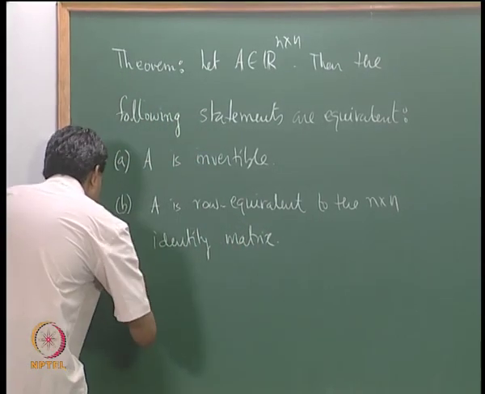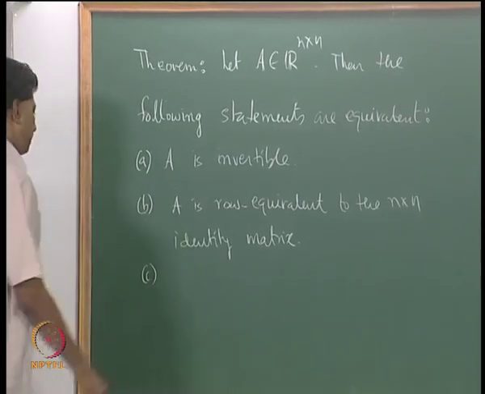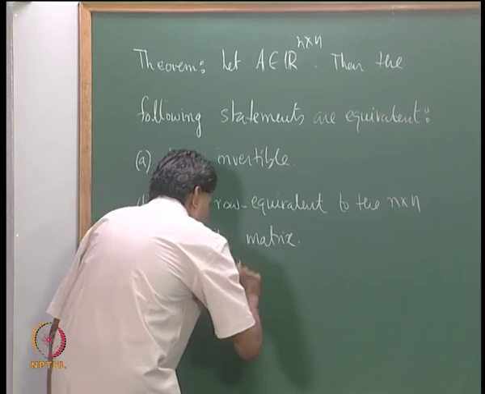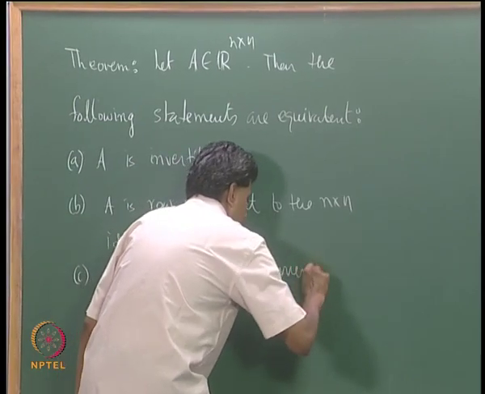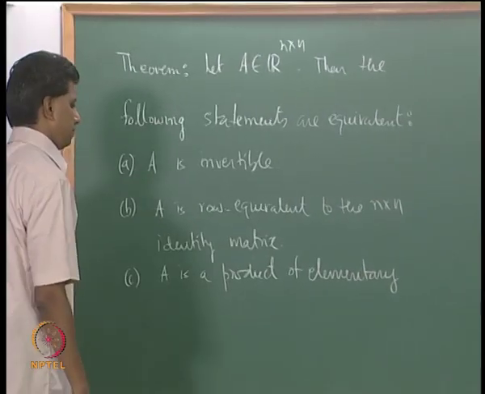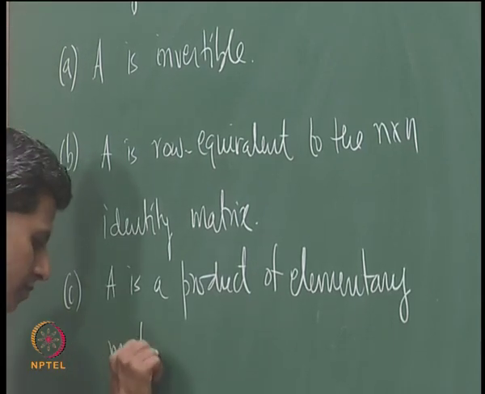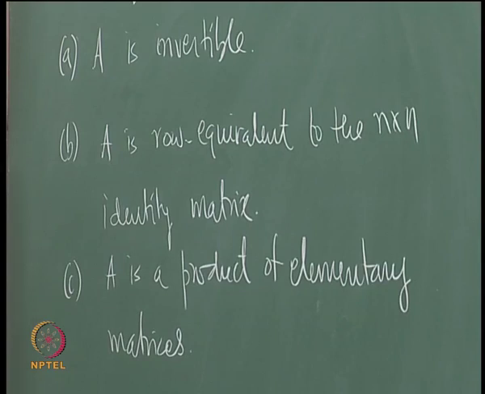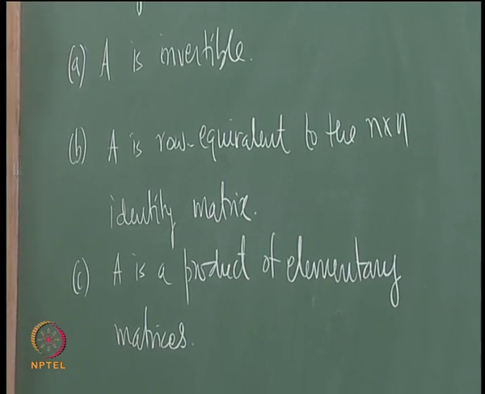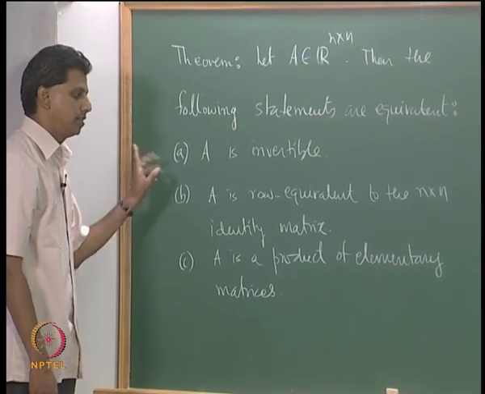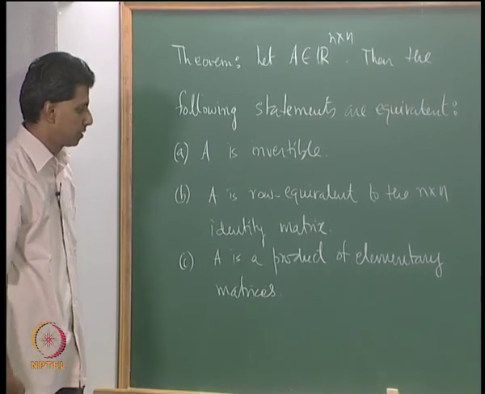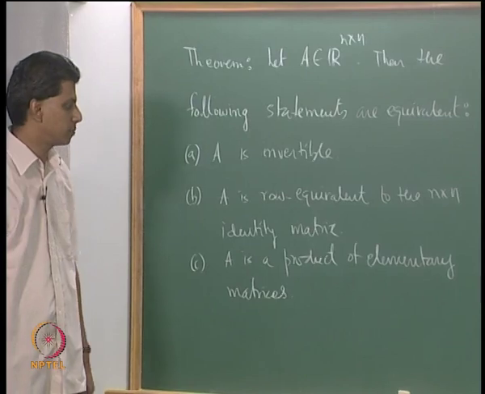Third statement is A is a product of elementary matrices. Okay, so we want to see how these statements are equivalent. Let me prove. The usual schema will be to prove A implies B, B implies C, and then C implies A. I'll follow that idea. Then it would mean that these three statements are equivalent.